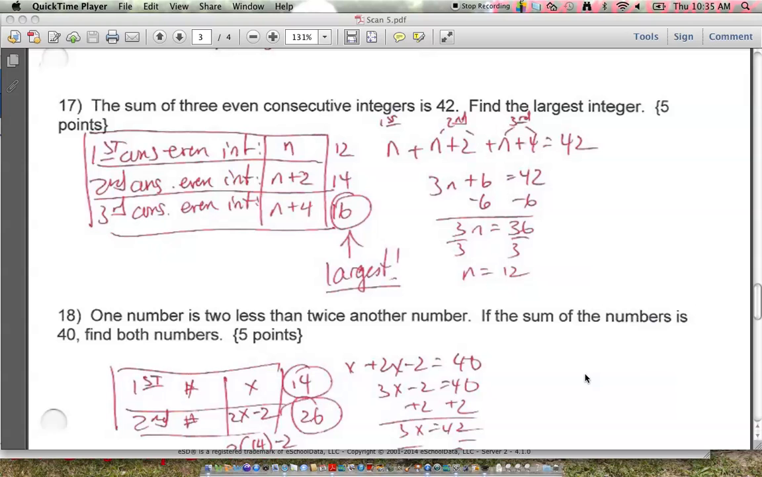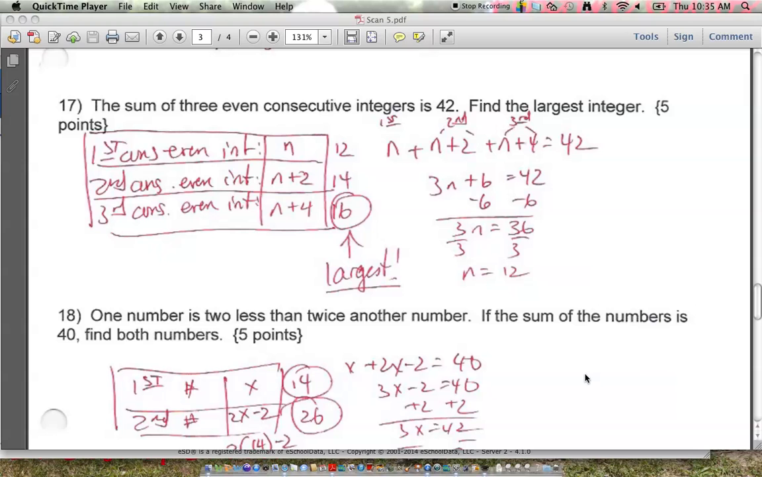How do I what? Like, how would you get 16? I know how to get 14. Well, here's the 12. Just plug it in. What's 12 plus 2? 14. Plug in the 12. What's 12 plus 4? 16. That's how I got my 16.